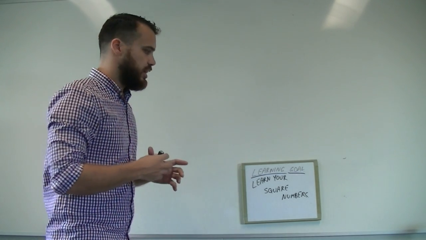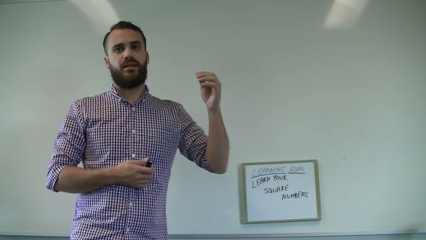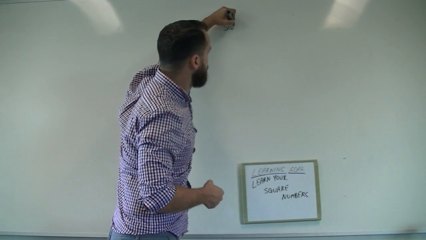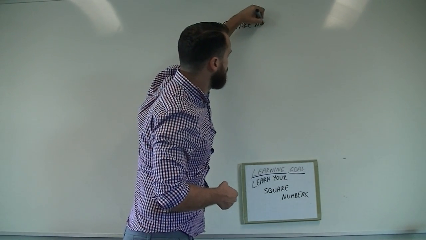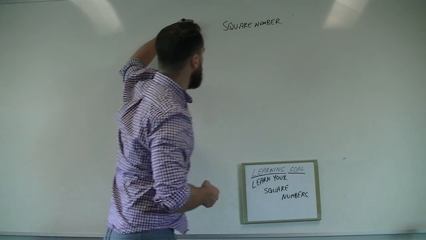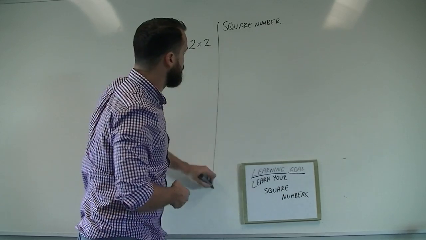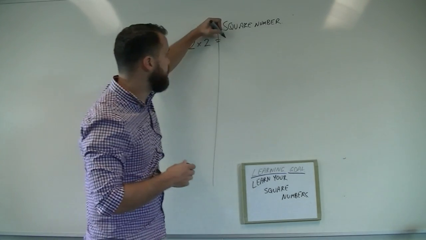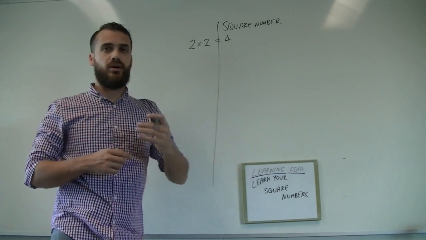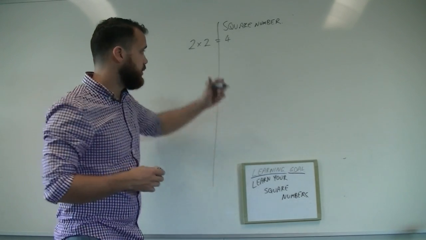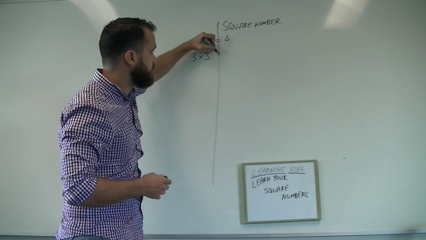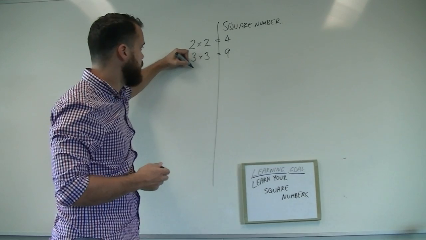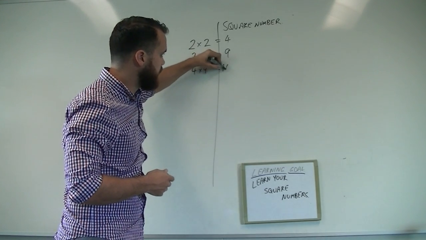Okay, so a square number is a number that comes from a number multiplied by itself. For example, one square number would be 2 times 2. Now, in this case, the square number is 4. Now, what's the next square number? 3 times 3. That's 9. Okay, if we move through here, 4 times 4, that's 16.